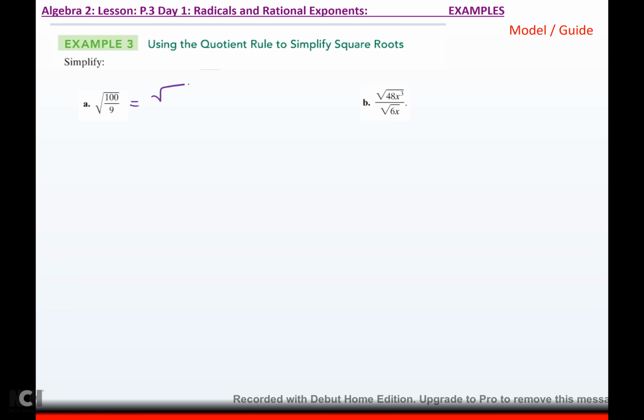So this would be the square root of 100 divided by the square root of 9. On top, the square root of 100 is 10, and on bottom, the square root of 9 is 3. So my answer is 10/3. Now on B, the square root of 48x cubed is not perfect, and the bottom is not perfect. So I'm going to use this rule that says I'm allowed to divide first and then root.